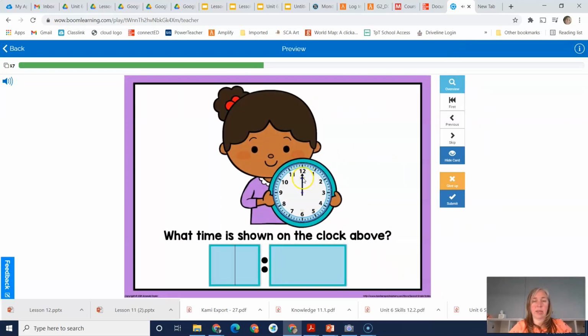All right, my hour hand is pointing at the 12, and so is my minute hand. So this is 12 o'clock.